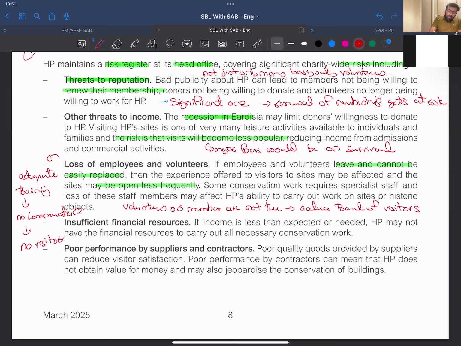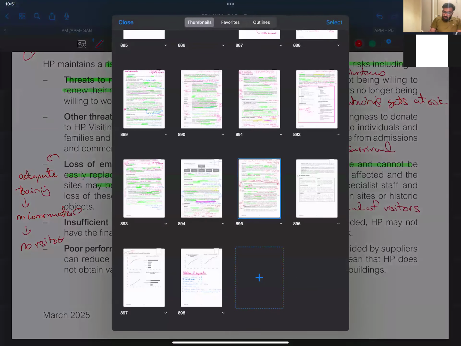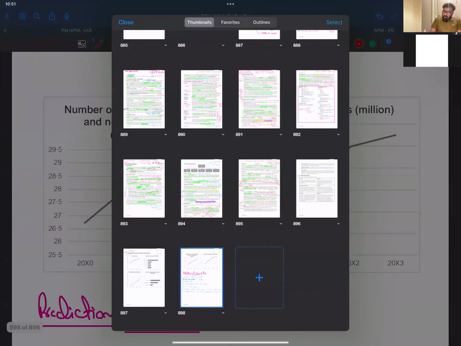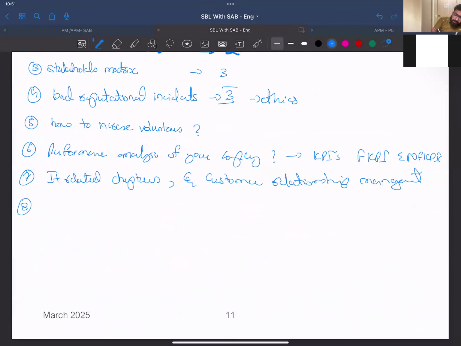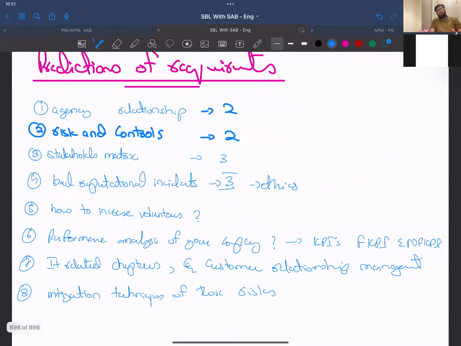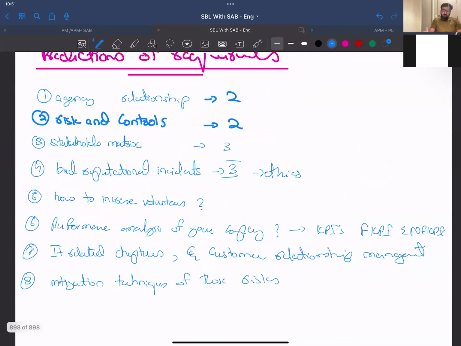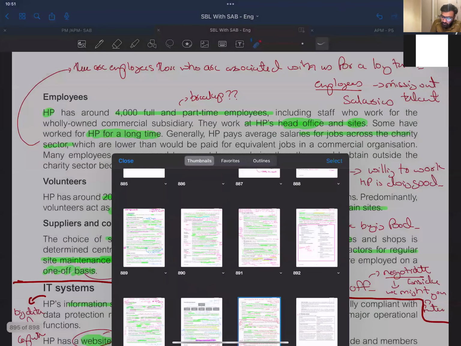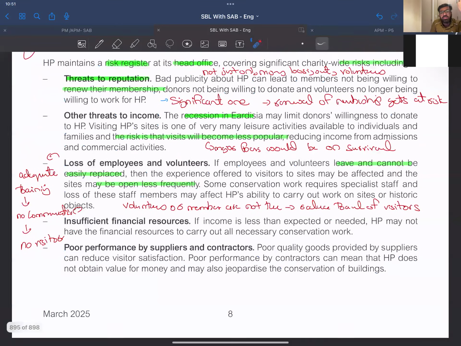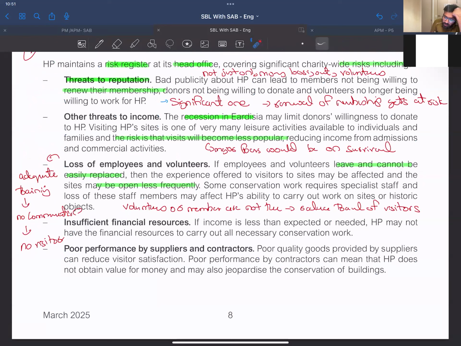So sir, what can be the requirements? The requirements are quite simple here: they might ask you the mitigation techniques of those risks. Guys, my mock would include these requirements, right? The mocks that I used to make are going to include these particular questions, right?